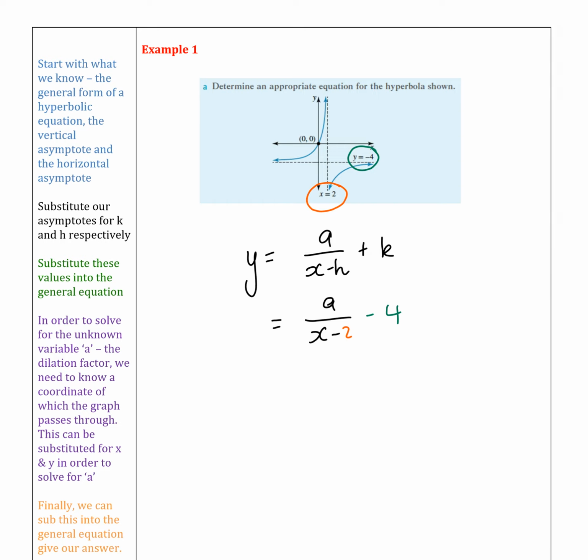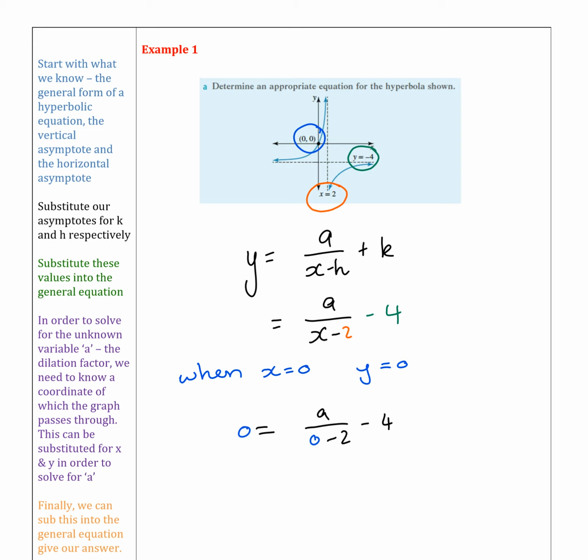What I notice is that I'm also given the point (0, 0). Now we can read that coordinate as though we're saying when x equals 0, y equals 0. So if we start off with what we had, y equals a over x minus h plus k, we then said, oh, well, h and k are going to be 2 and negative 4 respectively. And now I know that when x is 0, y is also 0. So this is giving me an equation that I can solve.